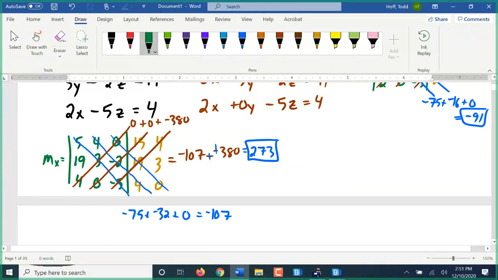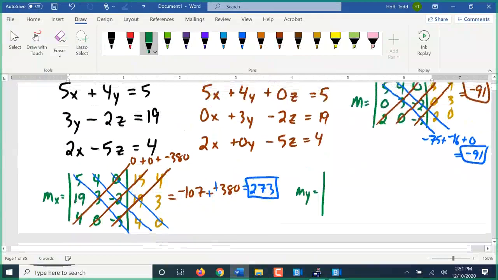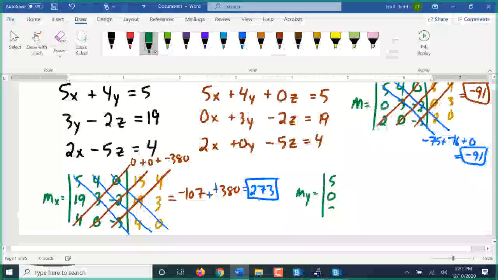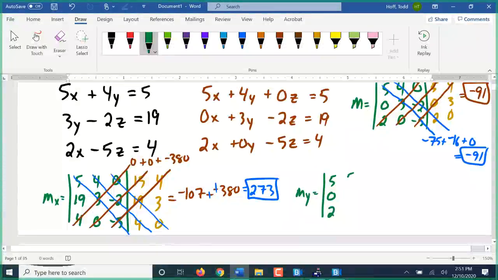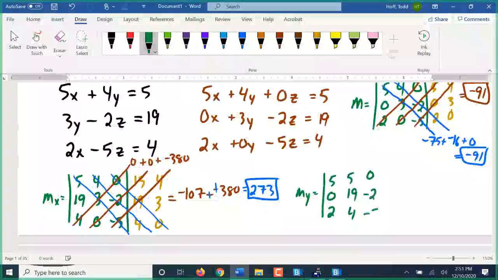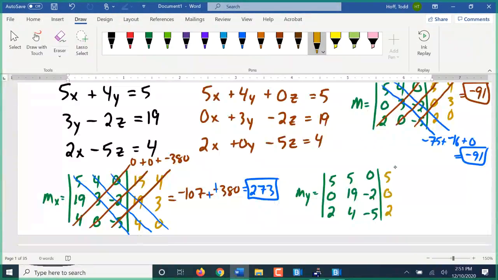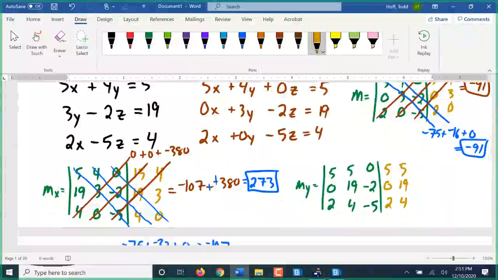Let's do the Y matrix. We'll have the 5, 0, 2. Put in the constants, 5, 19, and 4. And the Z's, 0, negative 2, 5. Recopy the first couple of columns, and do our diagonals.